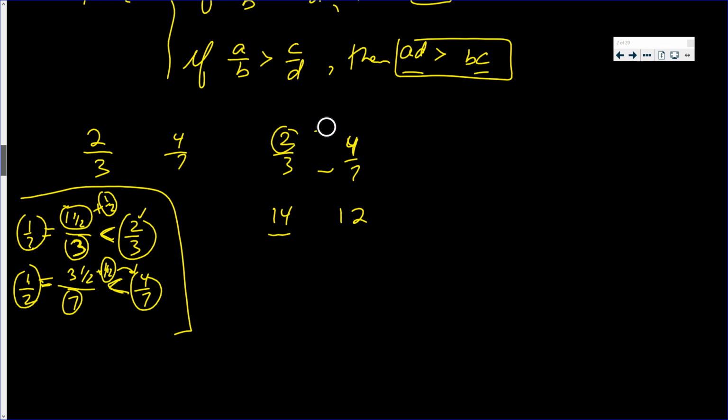And then I decide which is larger or which is smaller. And I put the arrow pointing to the smaller one. Whatever arrow goes here, goes here. 2/3 is bigger than 4/7.